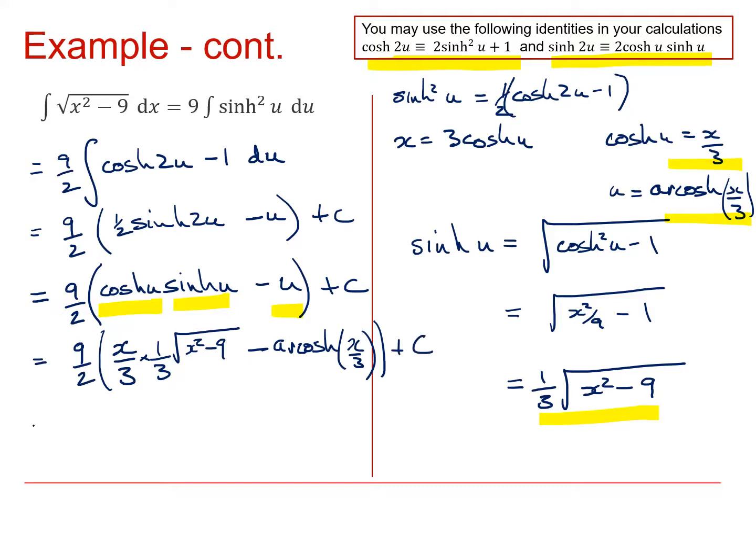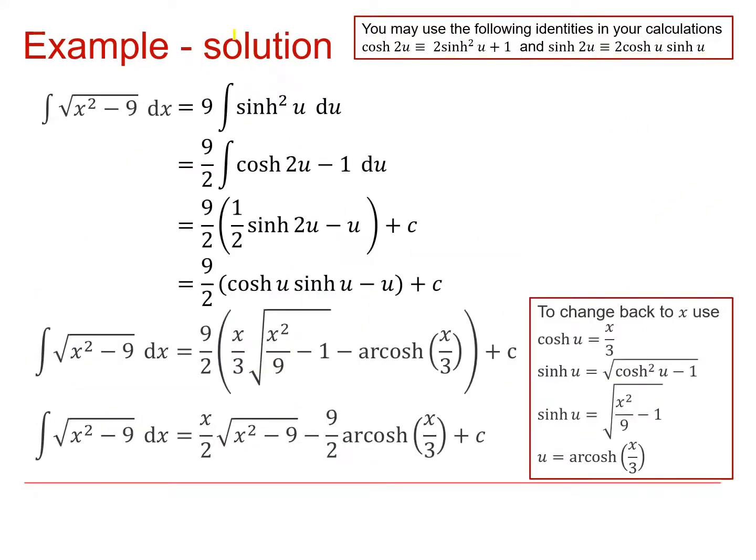Now if we multiply that on through, I'm going to get x over 2 times root x squared minus 9 minus 9 over 2 arcosh x over 3 plus a constant. And that's the neater version of the write-up of that.